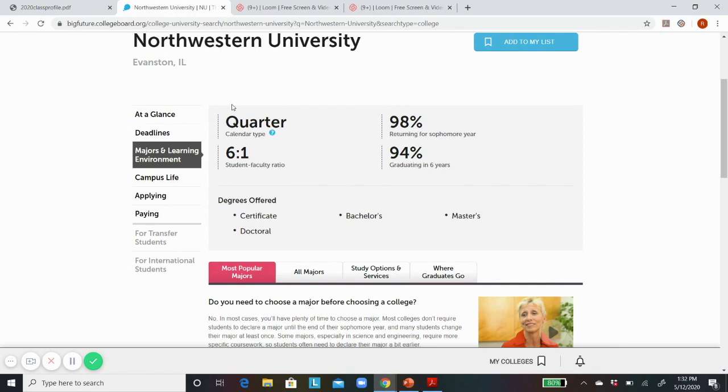But don't overlook this right here. This is the learning environment we were talking about. Most of the time, most colleges are based on a semester program. However, some schools have a quarter system or a trimester system. And if you don't understand what those are, you should definitely research those.